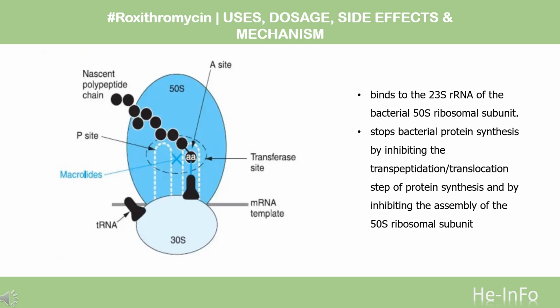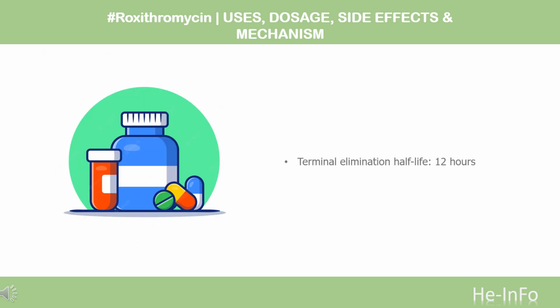Mechanism of action. Roxithromycin prevents bacterial growth by interfering with their protein synthesis. It binds to the 50S subunit of bacterial ribosomes and inhibits the translocation of peptides. Half-life. Terminal elimination half-life, 12 hours.